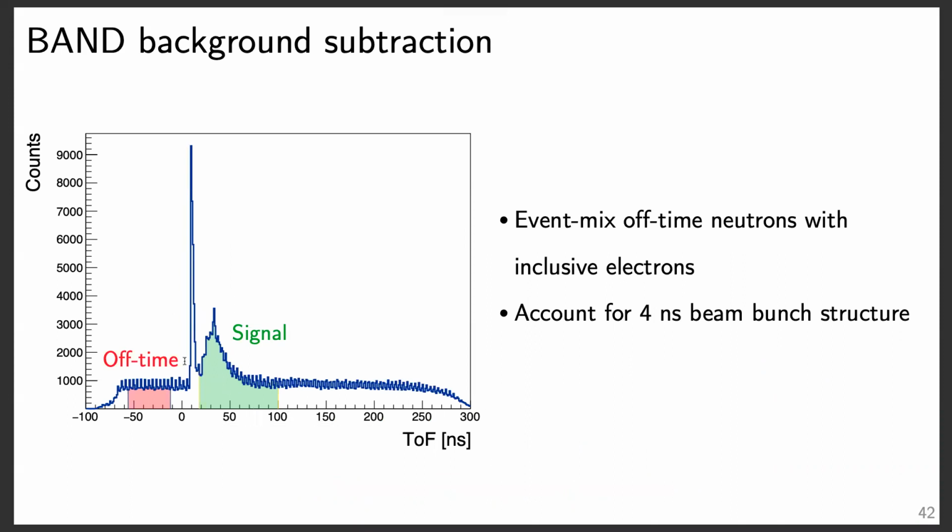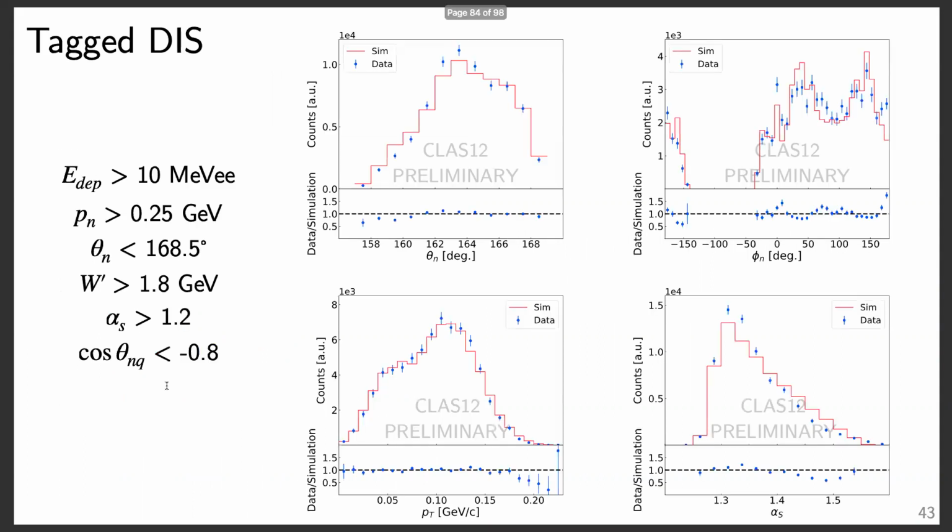This is just a picture of the time of flight spectrum of our neutron. This right here is our signal peak, which carries all of the tagged information that we want to apply to our events. You see that it sits on top of an almost constant off-time neutron background. I say almost constant because you can see little bunches, little peaks, that are caused by the 4 nanosecond beam bunch structure of the JLab beam. So we were actually able to see those 4 nanosecond periods between the bunches in our background.